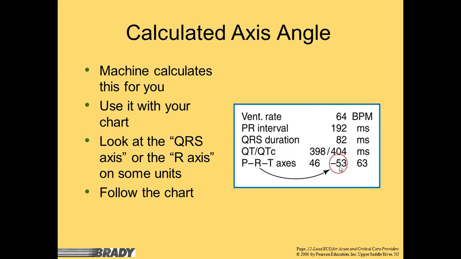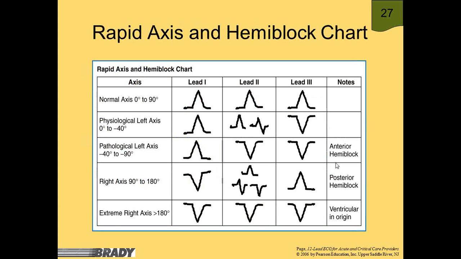It's in the middle if it's reading R axis, or QRS axis will just be a printout. It's going to give you a number. And then we're going to take this number and apply it to the chart that we have here. Okay, so a normal axis is 0 to 90 degrees, and when we have no deviation from that, we're going to see an upward deflection in all 3 of our leads. We just talked about all of this. We're just adding this number into it now.